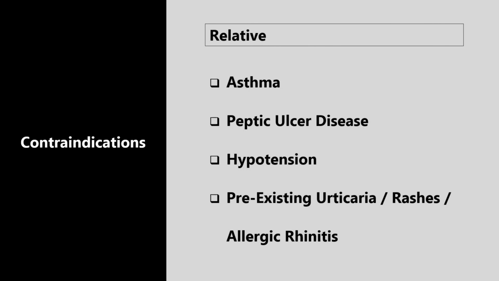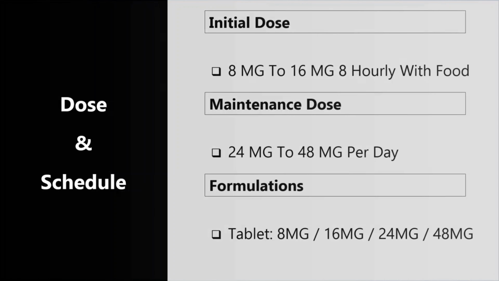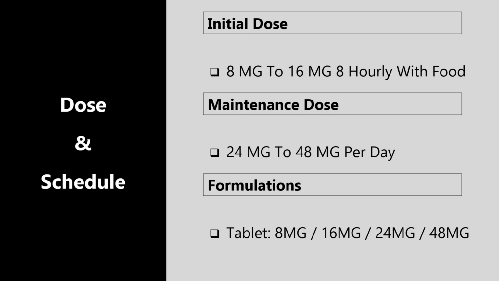History of asthma, peptic ulcer disease, hypertension or pre-existing urticaria rashes or allergic rhinitis are relative contraindications for the use of betahistine. This drug should be given with food. Initial dose is 8 mg to 16 mg 8 hourly. Maintenance dose should be 24 mg to 48 mg per day in divided doses. It is available in various strengths of tablets such as 8 mg, 16 mg, 24 mg, 48 mg.